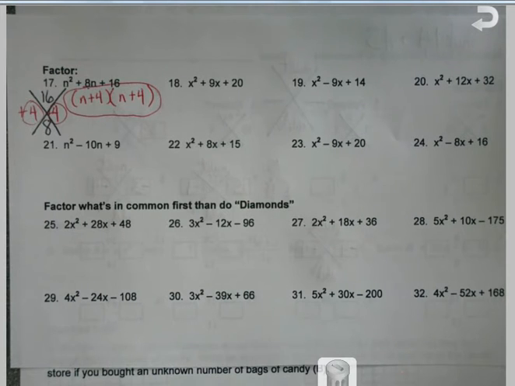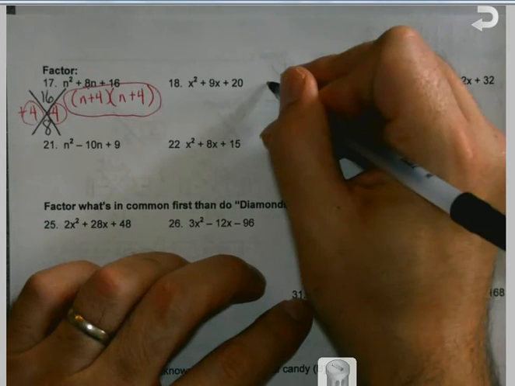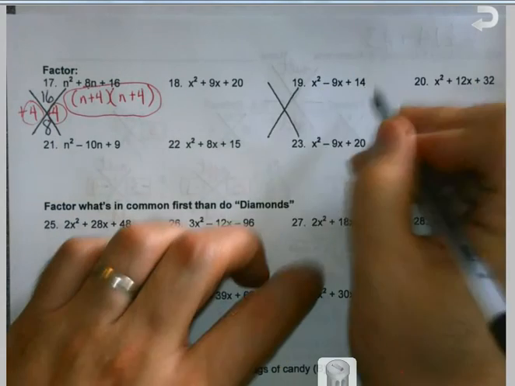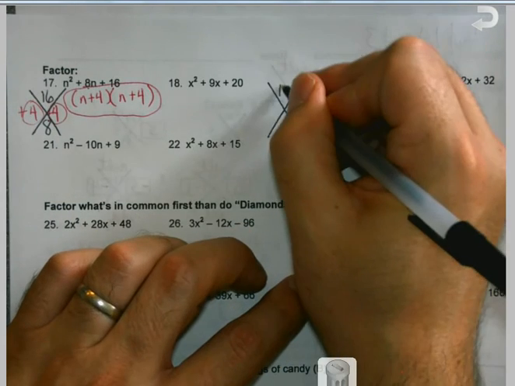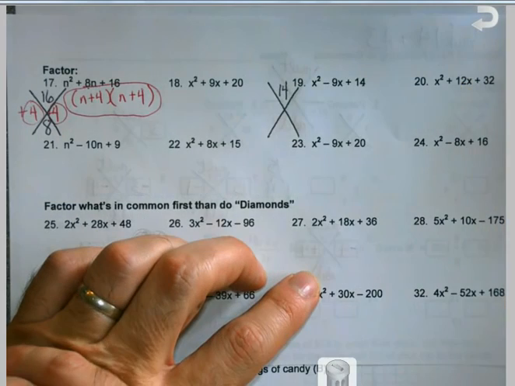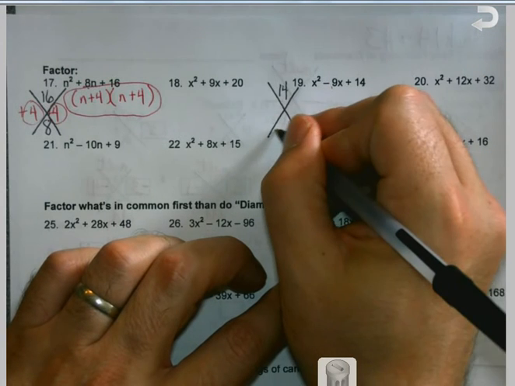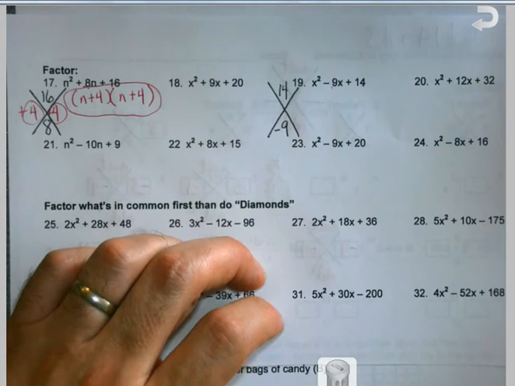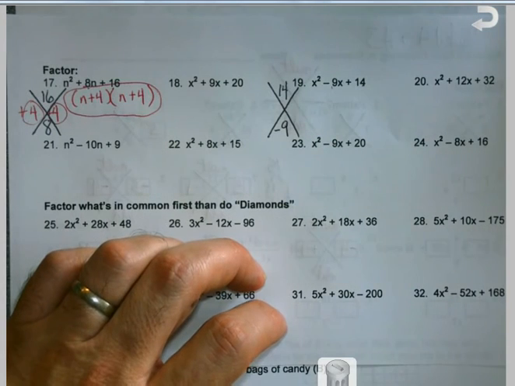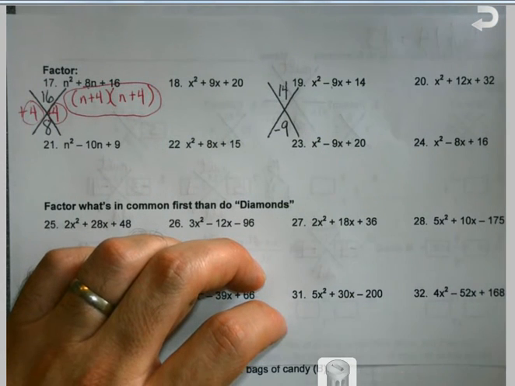Same thing, let me find another one. Let's do 19. Again, number on the end goes at the top. That's our multiply number. Number in the middle with our x, or whatever variable it is, our add number, on the bottom. Think about the clues that you get.